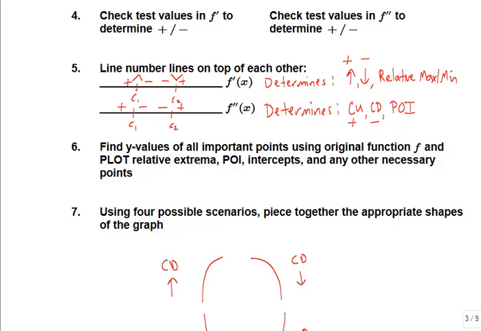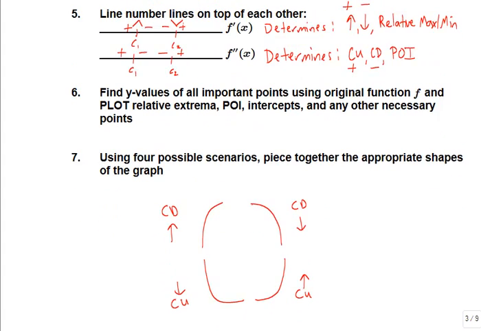Plot your maxes, plot your mins, plot your points of inflection, plot your x and y intercepts, and any other points that you might find necessary. And finally, using your number lines, you're going to determine whether you want your graph to be concave down, increasing or decreasing, or concave up, decreasing or increasing. And it's going to be one of these four possibilities. And then you're going to piece each of those shapes together to get the entire graph.